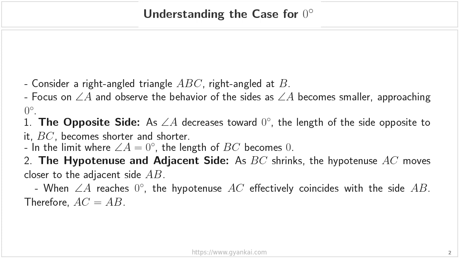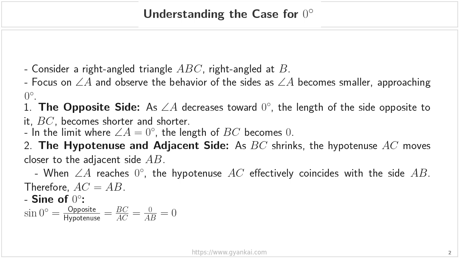Next, let's observe what happens to the hypotenuse and the adjacent side. As side BC shrinks, you'll notice that the hypotenuse, side AC, is being pulled closer and closer to the adjacent side, side AB. By the time angle A reaches 0 degrees, the hypotenuse AC and the adjacent side AB effectively overlap or coincide. This means that in this limiting state, the length of AC is equal to the length of AB. Now, let's use these observations to derive our trigonometric ratios for 0 degrees.